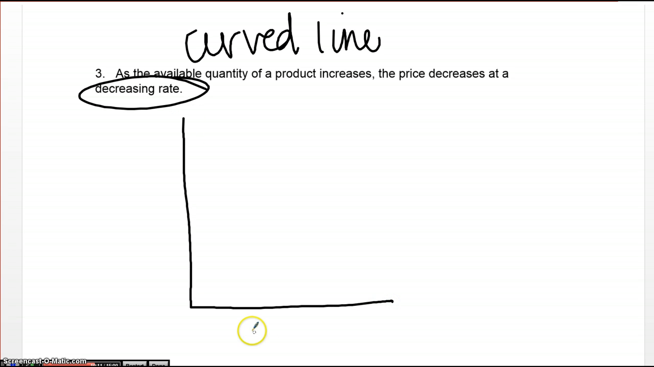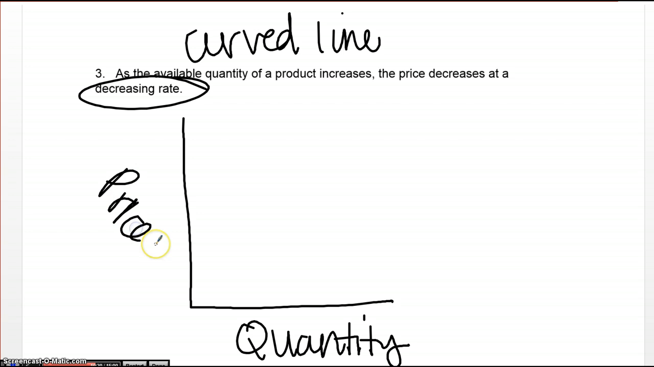So here's my sketch. I have quantity, the amount, on the bottom, and I have price on my y-axis. So it's decreasing. If I only have one available, the price is going to be really high. But if I have a lot available, the price is going to be really low. So I would start with those two dots if you're struggling with how to draw your line, and then you would just sketch it.